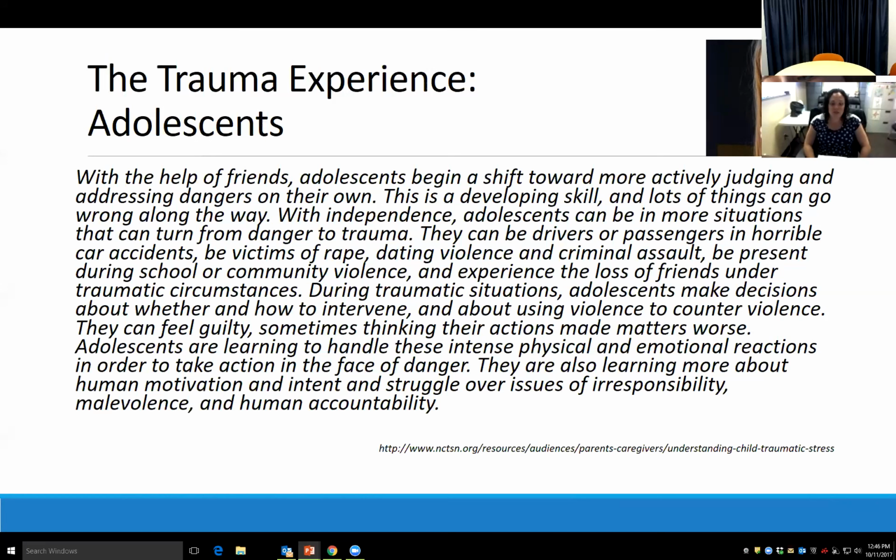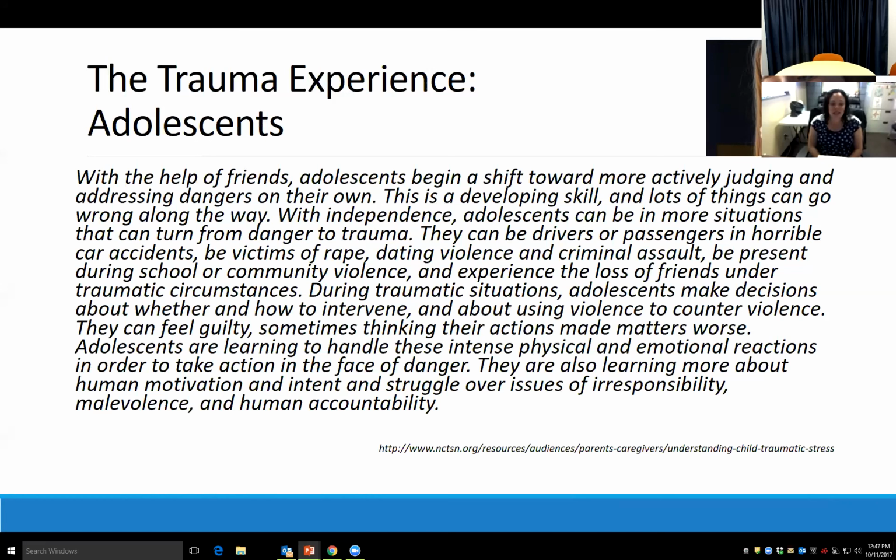They can be drivers or passengers in horrible car accidents, be victims of rape, dating violence, and criminal assault, be present during school or community violence, and experience the loss of friends under traumatic circumstances. During traumatic situations, adolescents make decisions about whether and how to intervene, and about using violence to counter violence. They can feel guilty, sometimes thinking their actions made matters worse.